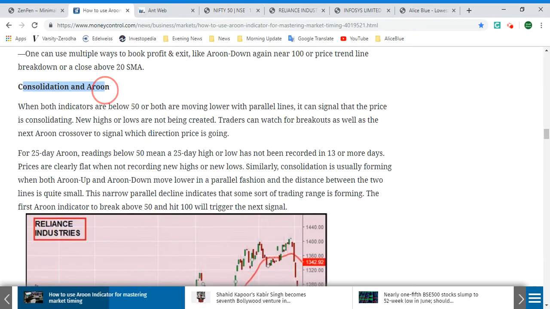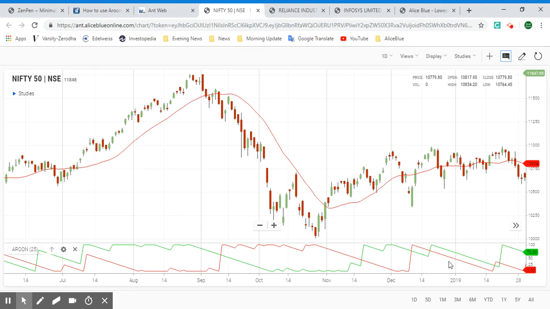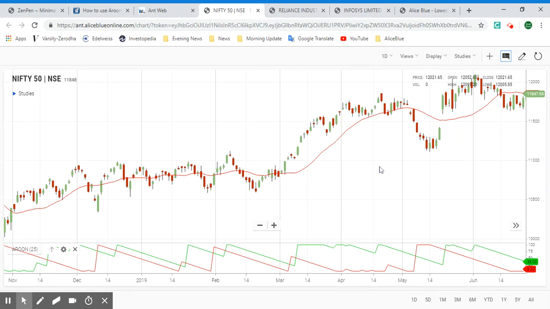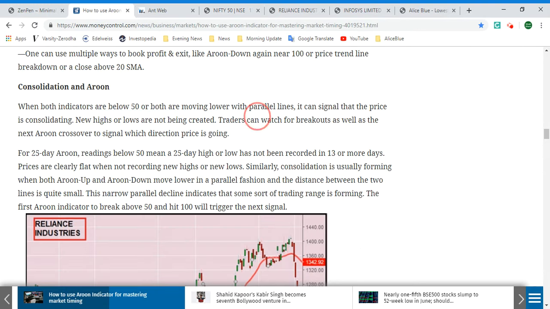So let's look at the consolidation. When both indicators are below 50, or both are moving lower with parallel lines, it can signal that the price is consolidating. New highs or lows are not being created. So as we can see, the trend is very parallel and the highs and lows are not being created. So traders can watch for breakouts as well as the next Aroon crossover to signal which direction the price is going. For the 25-day Aroon, readings below 50 mean a 25-day high or low was not recorded in 13 or more days.